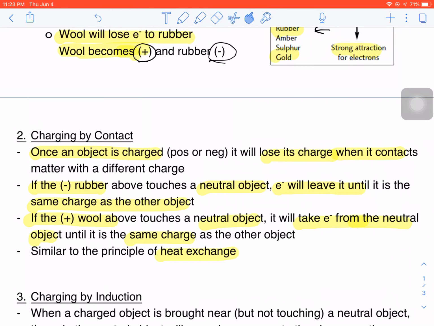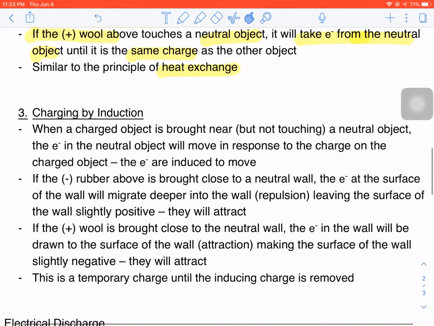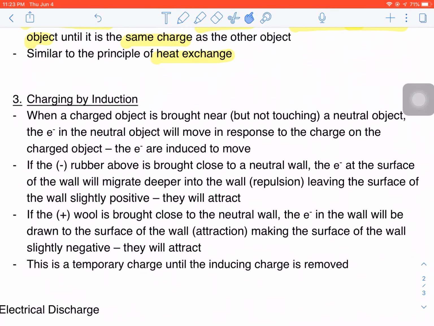Okay, my third way of charging an object is by induction. Induction is a way of basically creating a charge in a neutral object by bringing a charged object close but not touching. So when we're charging by induction here, I'm going to bring a charged object near but not touching a neutral object. And what happens is the electrons that are in that neutral object will move. They will move because of the electric charge that is nearby.